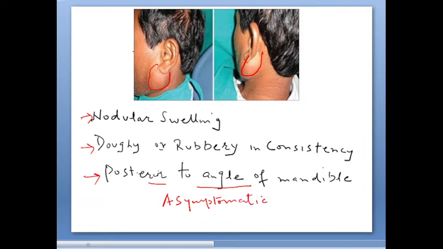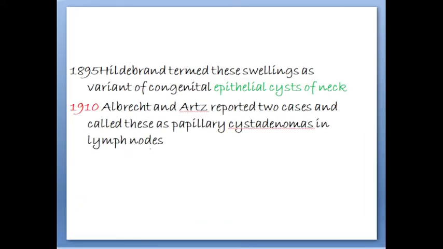Lots of such swellings were studied by different researchers, and in 1895 were termed as variants of congenital epithelial cysts of neck. Many of these swellings were called papillary cystadenoma, known from the year 1910 by Albrecht et al.